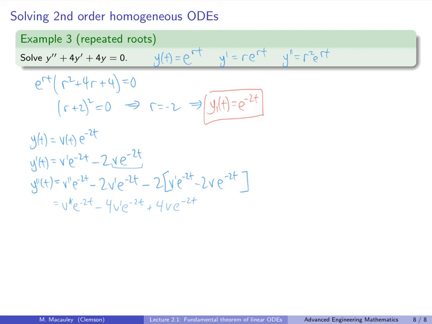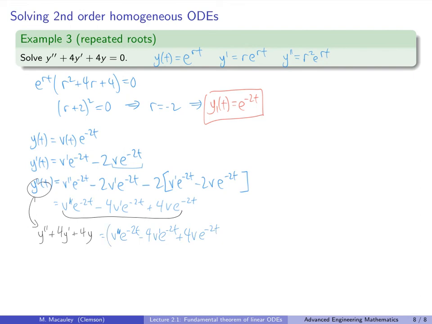Okay, so y double prime plus 4y prime plus 4y. So this goes right there. So in other words, this thing goes right there. So this is equal to v double prime e to the minus 2t minus 4 v prime e to the minus 2t plus 4 v e to the minus 2t.